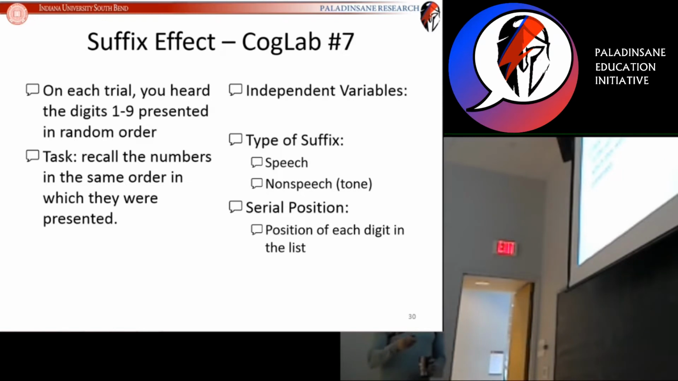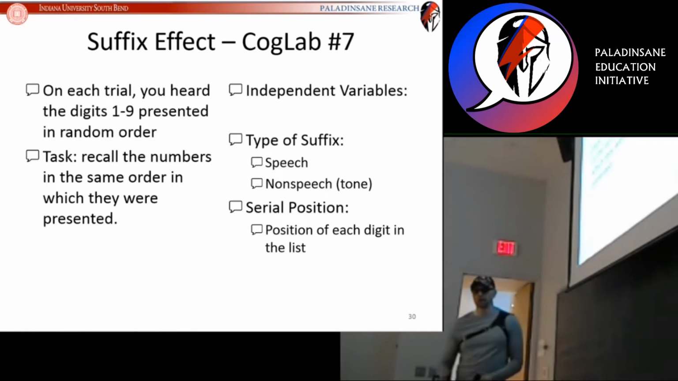And in terms of the type of suffix, you either got non-speech, which was a tone, or you got speech, which in this case was the number 0. And it's very important to remember that the number 0 was never one of the numbers that you were supposed to remember, right? The instruction said you get numbers 1 through 9. So 0 shouldn't have been distracting. 0 should have just been a signal where you were like, oh, okay, I heard 0. I guess the 9 numbers have been presented, and it's time for me to recall.